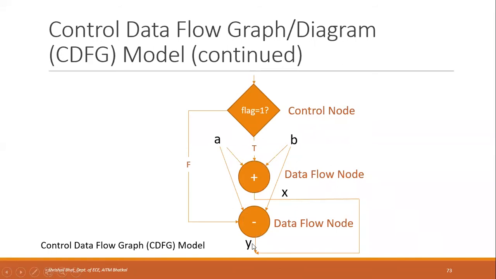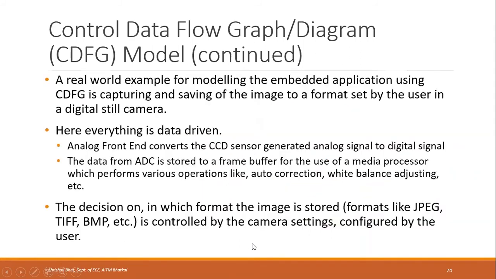This is one example of a control data flow graph model wherein you make some decision by checking for some condition. Here the condition is whether the flag is equal to 1. If it is true, then one operation; if it is false, then some other operation. In real world examples, there are many applications where there are user inputs. If the user gives one input, then one particular operation, then some other input, then another operation. In all such cases, we can go for the control data flow graph model.